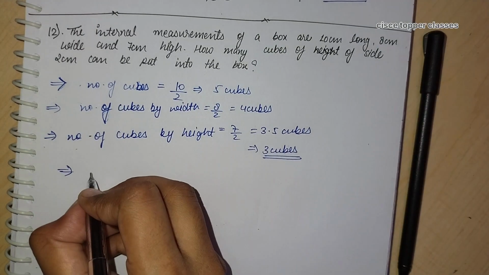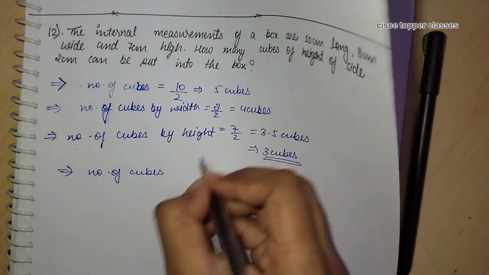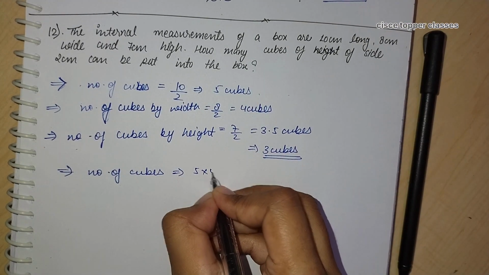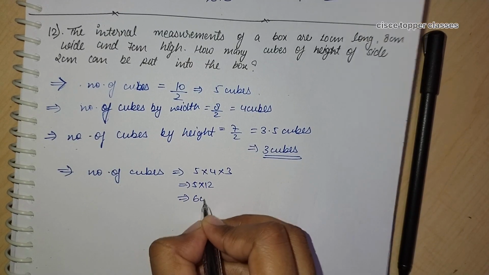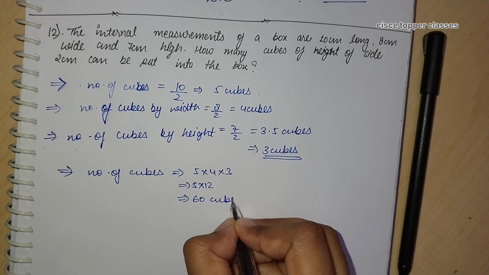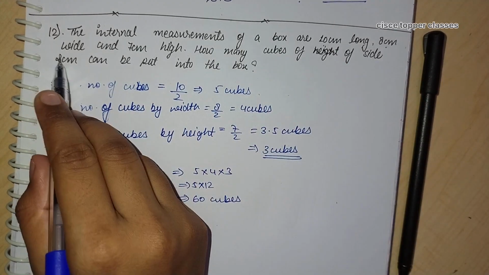We will take the dimensions here. Means number of cubes if we want to find, we will multiply these three numbers. So 5 into 4 into 3 means 5 into 12. So this will be 60 cubes can be put into the box of cuboid, which is 10 centimeter long, 8 centimeter wide, and 7 centimeter high.